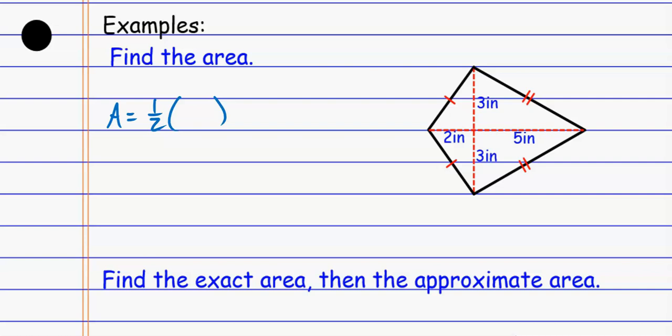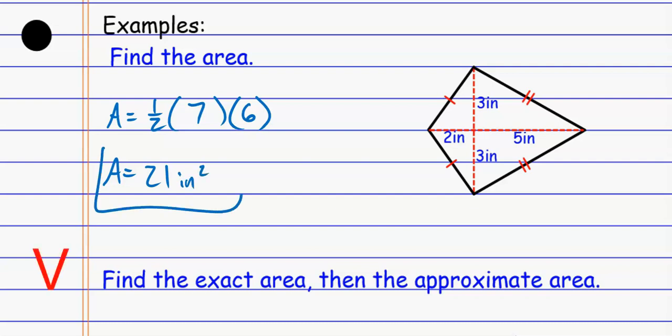And so for this one, the longer diagonal is a 7. And the shorter diagonal, when I add it all up, is a 6. And so once again, I just plug away on this thing, and that gives me a 21. And that's square inches. Okay? And I'm fairly confident we can plug that into our calculator, or do that one in our heads. Okay?